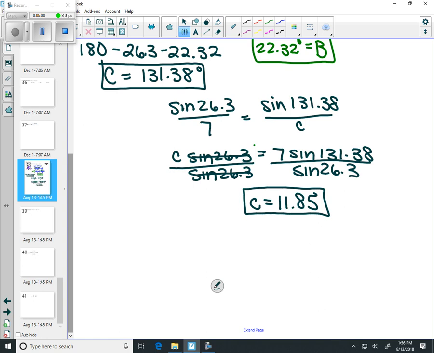Biggest side, always across from the biggest angle. Smallest side, always across from the smallest angle. Good way to check your work. Good way to make sure your answers are reasonable.